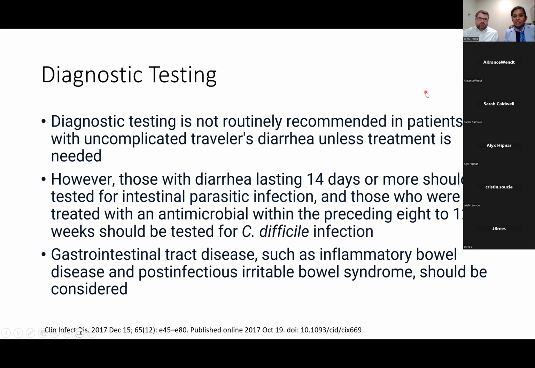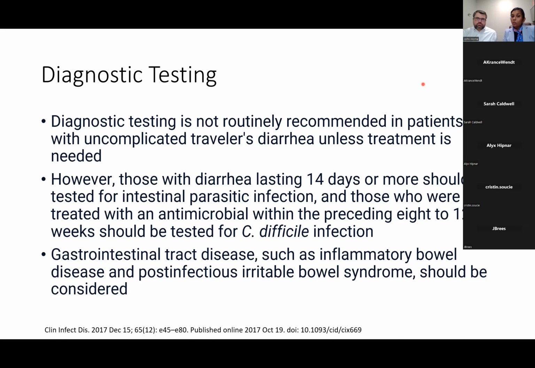So diagnostic testing, right? Diarrhea, how do you diagnose what bacteria? I would say when I was in training, we didn't have all the fancy tests. You had to order a stool culture, and it takes so long for the microbiologists to figure it out. But in our guidelines, they say diagnostic testing is not routinely recommended, like you were saying earlier, with uncomplicated travelers' diarrhea unless treatment is needed.